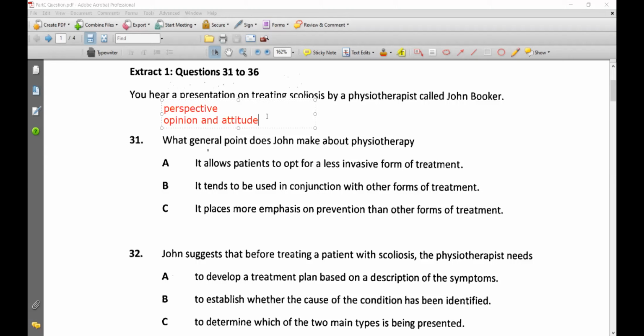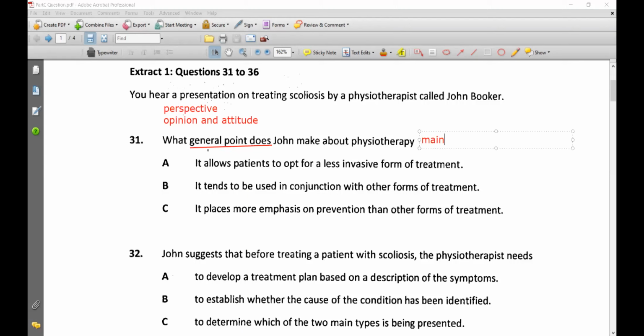Now what I would do is I would read the answer options as well, and I would also think in detail for each answer option what could be the possible content of the audio if that answer is correct. So here you can see the question says, what general point does John make about physiotherapy? So this is a general point.